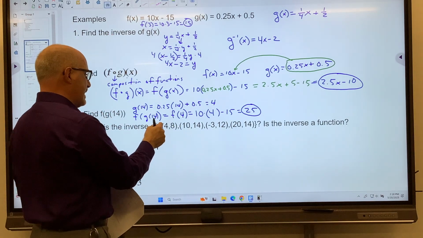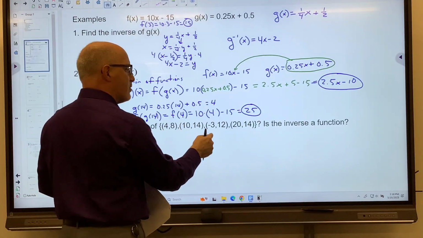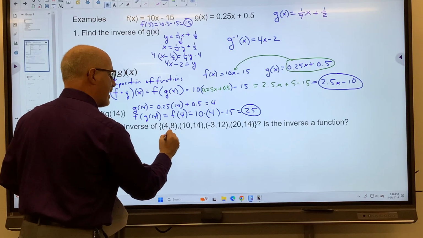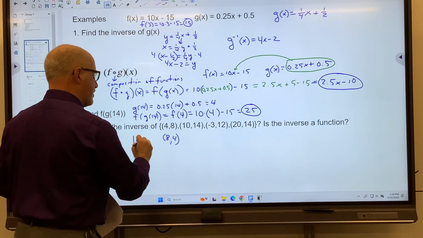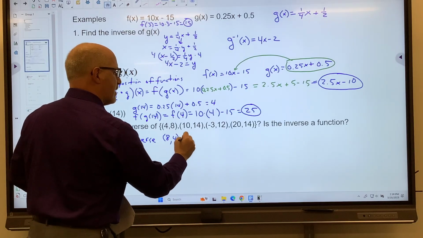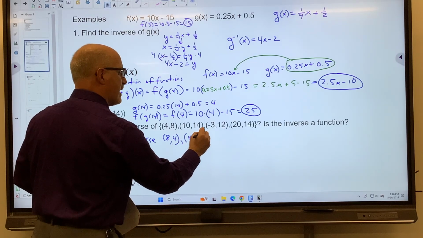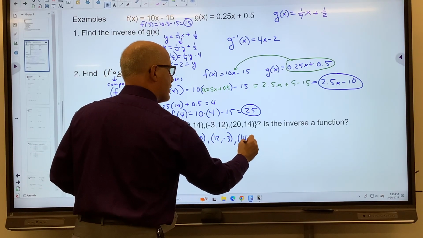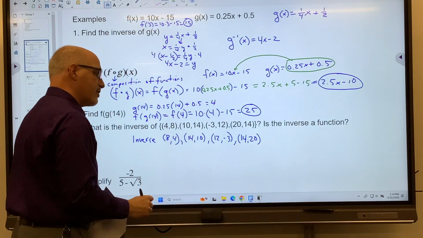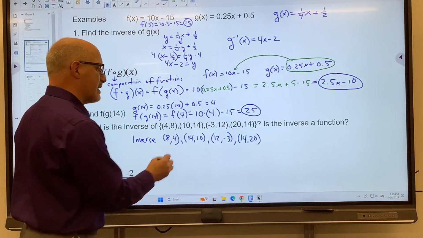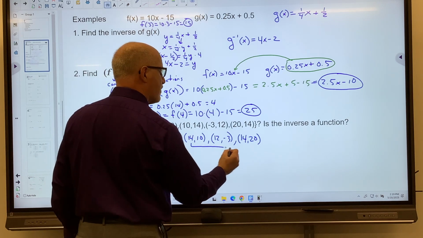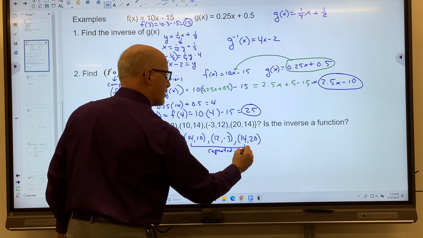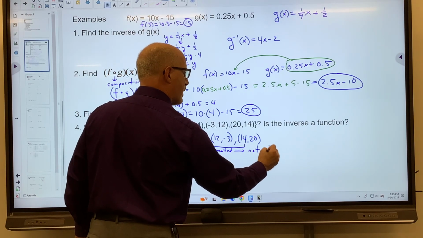Now, first of all, this is a function, because notice that no x value is repeated. But now we're going to swap them, make it 8 comma 4. This is the inverse. This one will swap. We have 14 comma 10. Next one is 12 comma negative 3. Then 14 comma 20. That's my inverse. Now notice that this inverse is not a function, because you notice these two 14s, it's repeated. So it is not a function when asked that question.